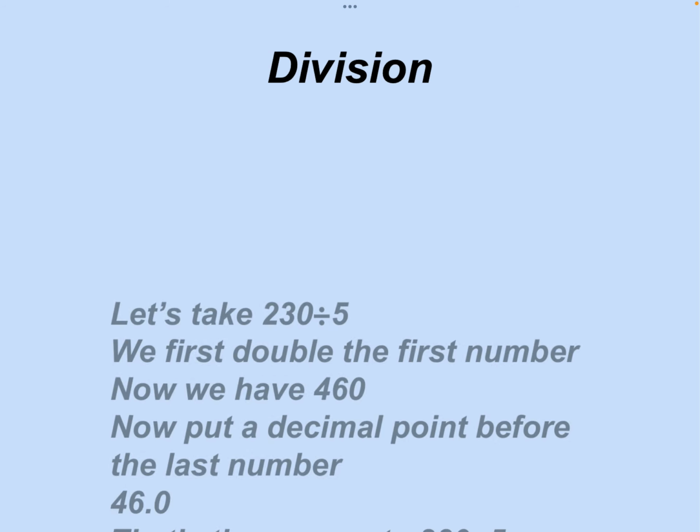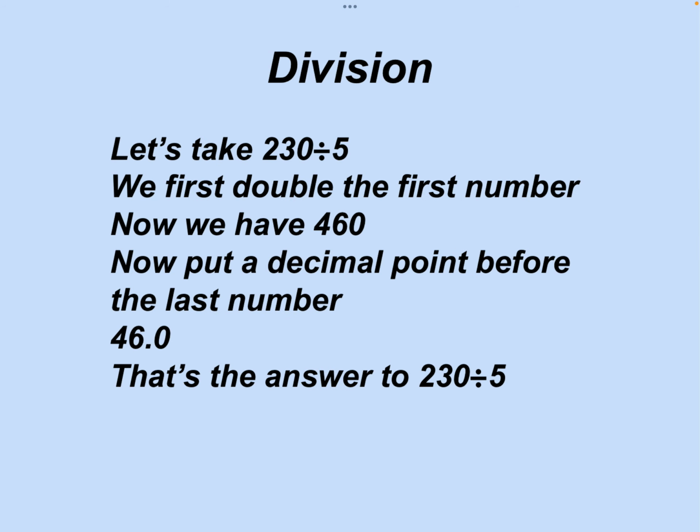Now let's do division. Let's take 230 divided by 5. We first double the first number, which is 230, to get 460. Now we put a decimal point before the last number. See, from multiplication, when we remove the decimal point, which was for multiplying by 10, now we add a decimal point to divide it by 10.